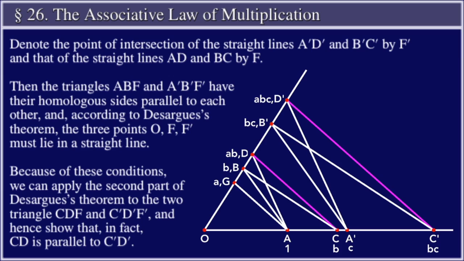Denote the point of intersection of the straight lines A prime D prime and B prime C prime by F prime, and that of the straight lines AD and BC by F. Then the triangles ABF and A prime B prime F prime have their homologous sides parallel to each other, and according to Desargues' theorem, the 3 points O, F, F prime must lie in a straight line. Because of these conditions, we can apply the second part of Desargues' theorem to the two triangles CDF and C prime D prime F prime, and hence show that, in fact, CD is parallel to C prime D prime.